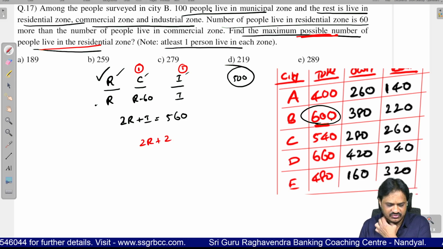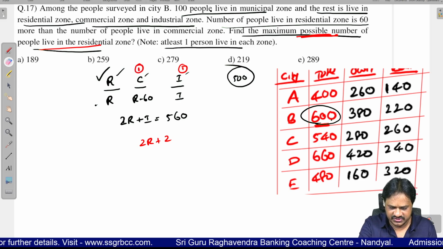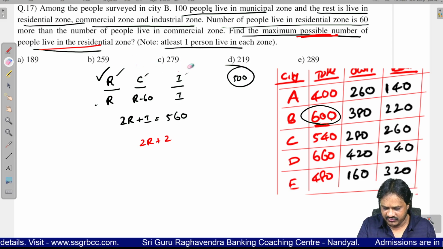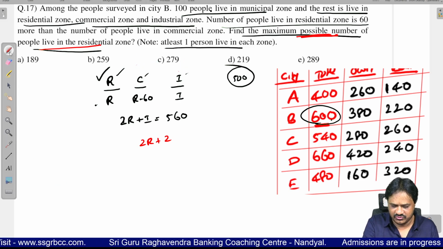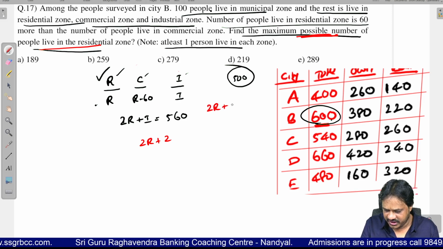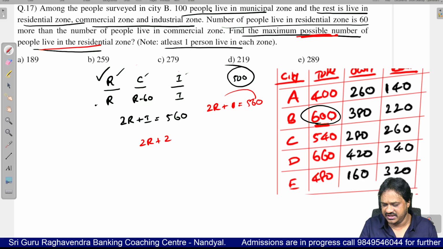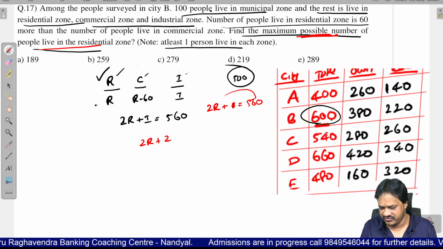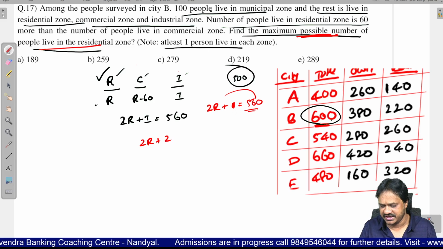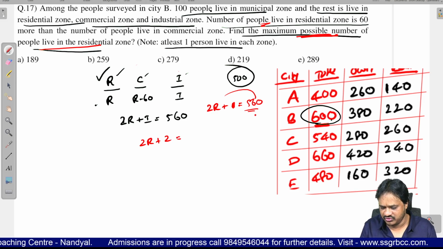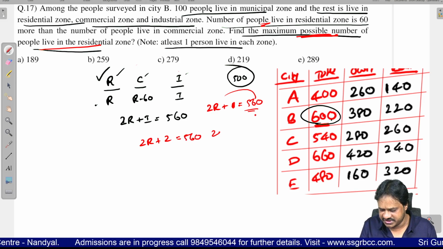2R plus 2. Or we can take like this also. Here, why can we take 2 and not 1? If I take 1, 2R plus 1 is equal to 560, it will be 559/2. We can't solve that one, and that means we will get a decimal. Here the number of people is always countable. So you should take 2R plus 2 is equal to 560.